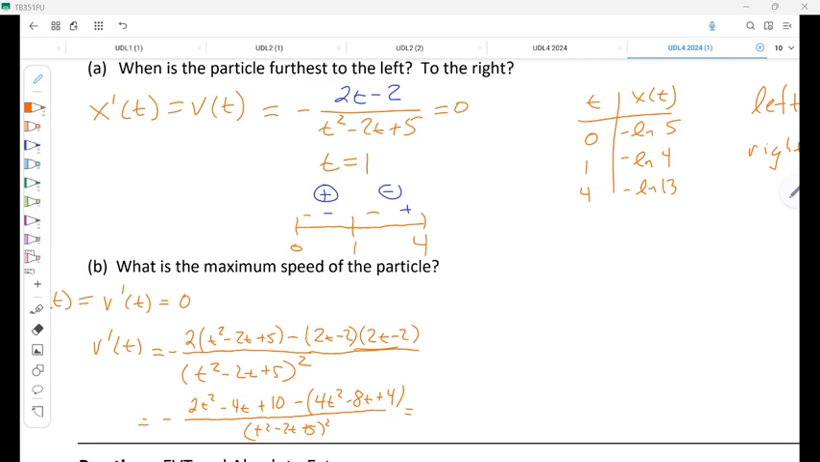Okay, which is negative and has a 2 minus 4, so a negative 2t squared. If I have to factor this, I'm going to distribute my negative in. Negative 4 plus 8 gives positive 4. Positive 10 minus 4 gives 6 of a positive variety. Agreed? Correct. Cool. Over the denominator, t squared minus 2t plus 5, whole thing, but squared. Cool.